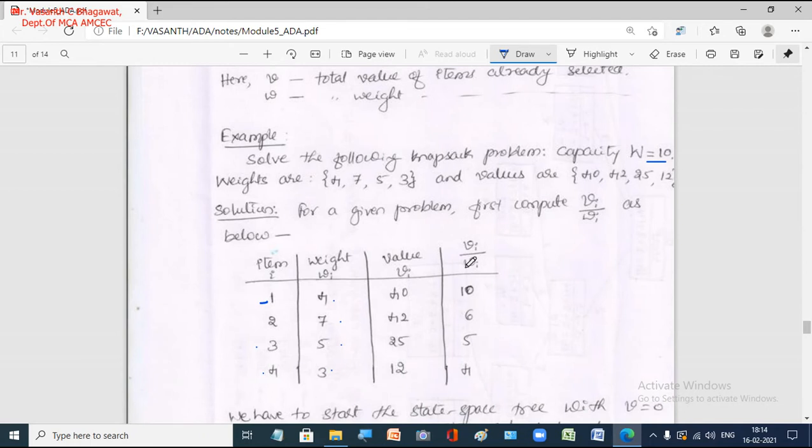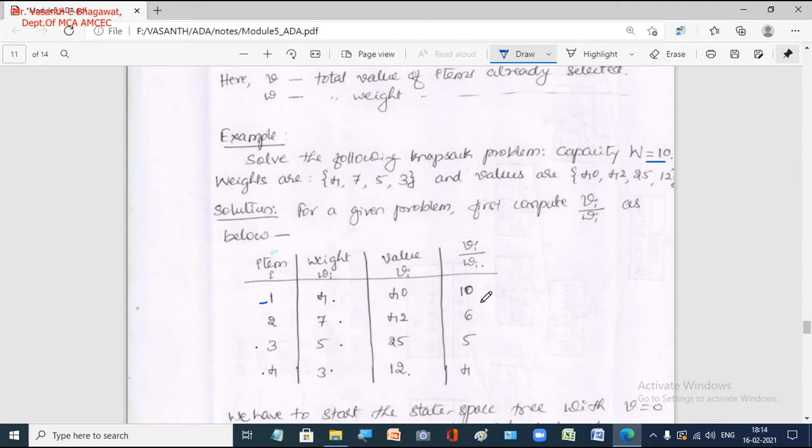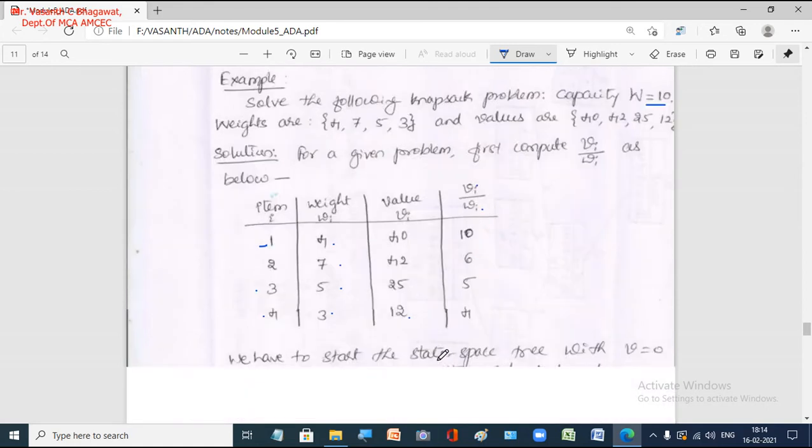In the next column we are going to find the profit to weight ratio, because our formula needs it. How do you find it? The profit of the first item is 40 divided by the weight 4, so you get 10. 40 divided by 4 is 10, so vi divided by wi. Similarly, 42 divided by 7 is 6, 25 by 5 is 5, and 12 by 3 is 4. So this is the profit to weight ratio.